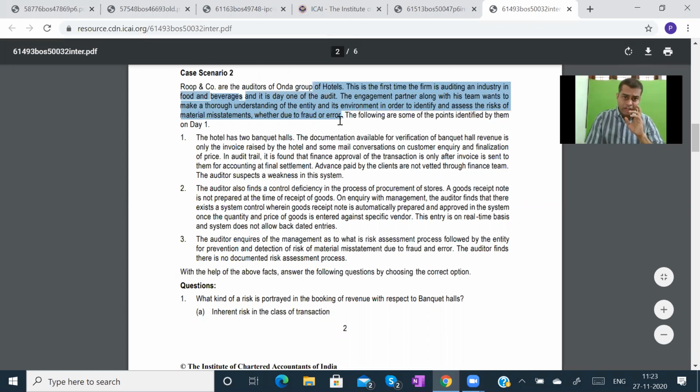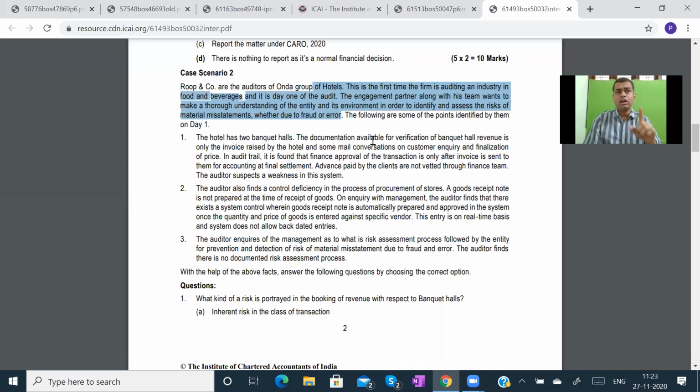When you read this story, you have to understand that you are doing this audit for the first time. So you are trying to comply with SA 315, SA 300, the audit planning stage, the risk assessment procedure stage, understanding the entity and its environment in order to identify and assess the risk of material misstatements. Now go through this. Read.